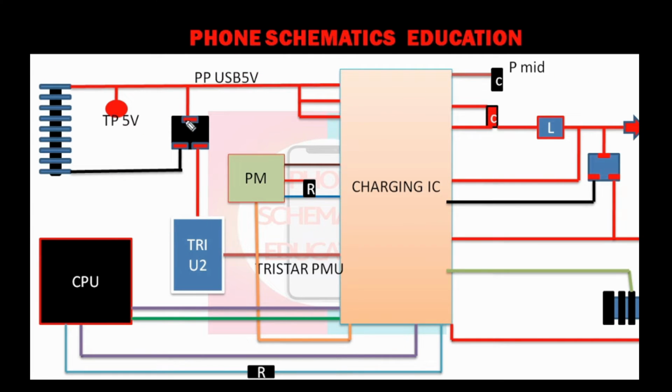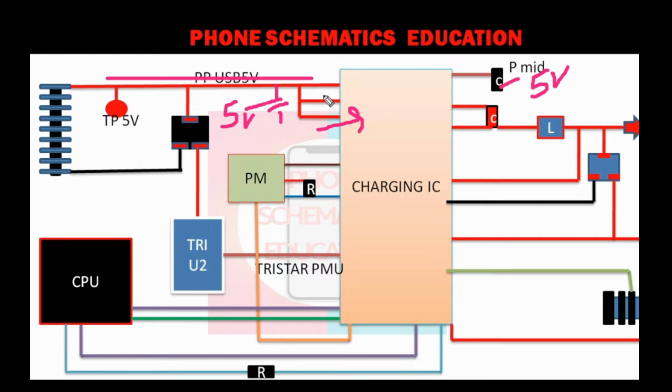Clear? Hope you get my point. If you get 5 volt here, fine. If you did not get 5 volt here, then work on this line. On this capacitor, first check the last capacitor connected to this line for 5 volt. If you get 5 volt here, then the problem may be in the charging IC, or this line is not connected properly internally to the charging IC.